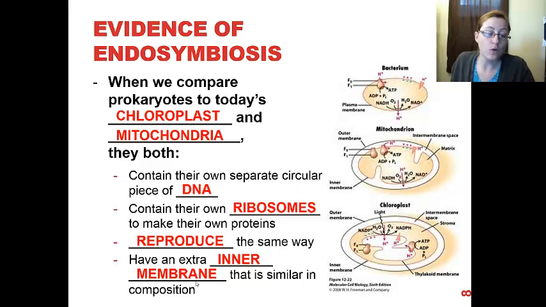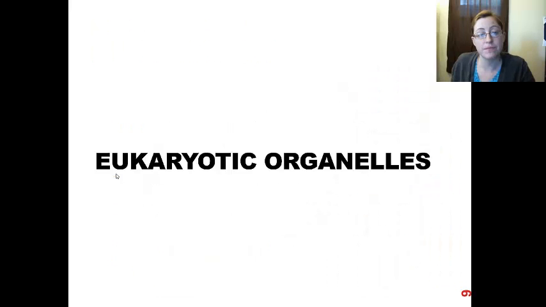So these are four pieces of evidence for why we think mitochondria and chloroplasts were at one time, way, way, way back in history, their own separate living thing that evolved to become a part of a more complex cell, and that's the origin of eukaryotic cells.